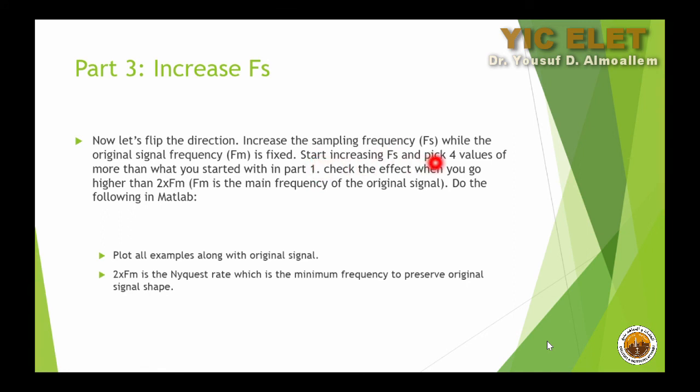And pick 4 values and check the effect, especially when you go beyond the Nyquist rate, so beyond 2 fm, and plot all these things. And this is where you will see the importance of going beyond the Nyquist rate, more than 2 times fm.